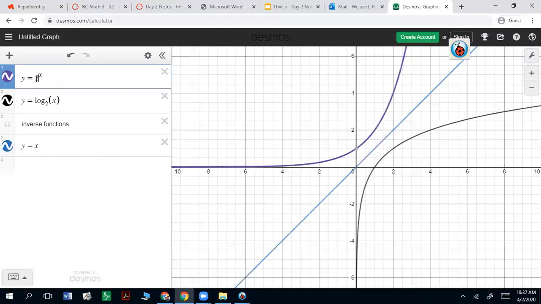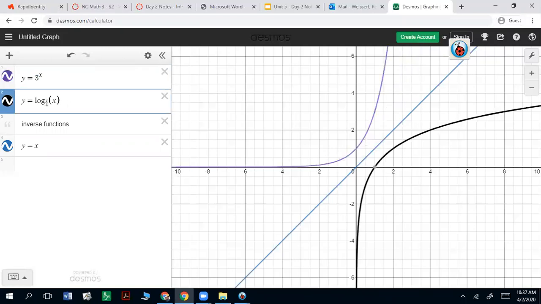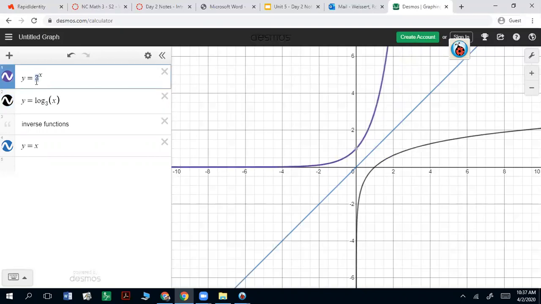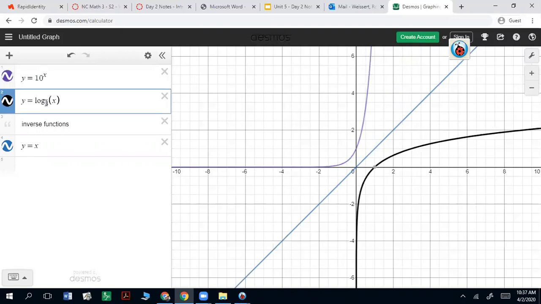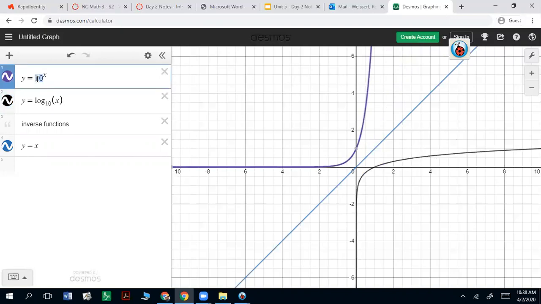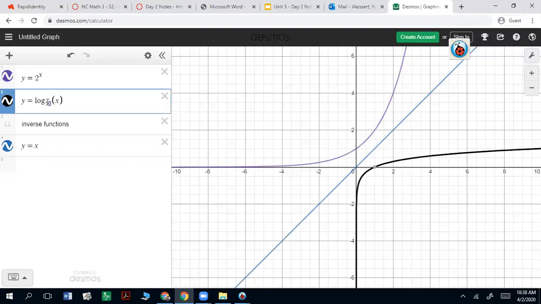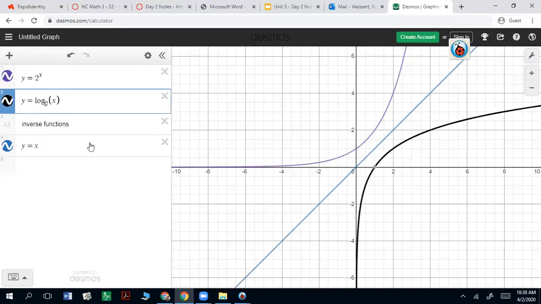So the inverse of 3 to the x power would be log base 3 of x. You see that? And the same thing for 10 to the x power would be log base 10 of x. And remember that if it's log base 10, it's the common log, so you wouldn't need that 10 in there. But the idea is that these functions are going to pretty much act similarly. The only difference is how they open up.